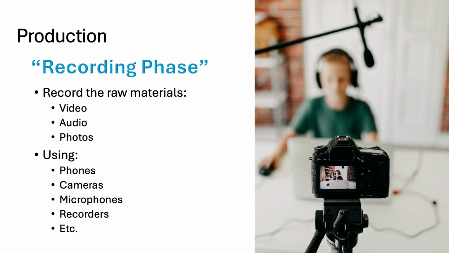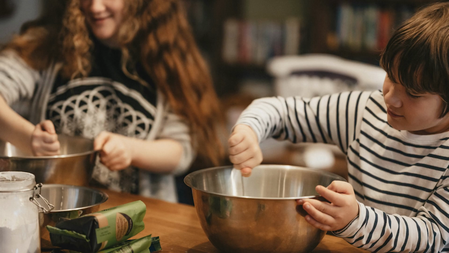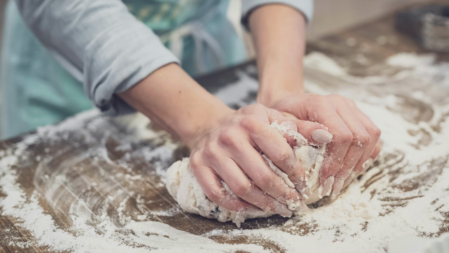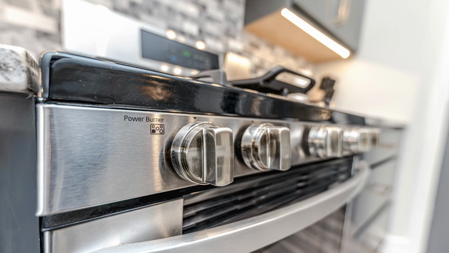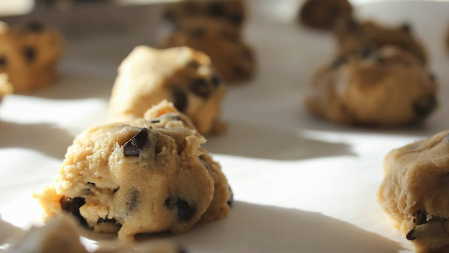After we've planned, in the production phase, we actually record the audio and video content using cameras, recorders, microphones, etc. If writing and storyboarding are like the recipe, you then follow up by mixing the ingredients together to make a dough while preheating the oven. This is the production phase. These are the necessary actions to make cookies, but only produce the materials that will eventually become cookies.